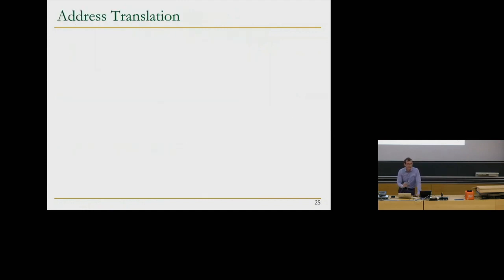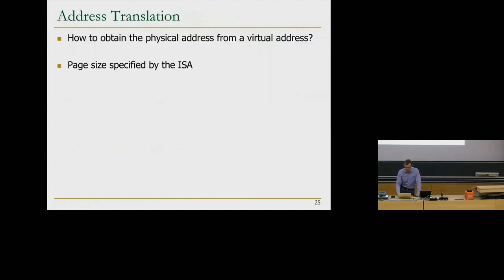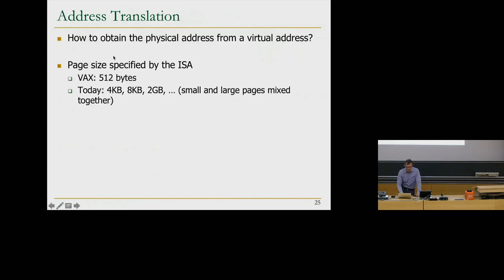Okay, address translation we talked a lot about. I'm going to go through it quickly. Basically, how do you obtain the physical address from a virtual address and page size specified by the ISA? In the past, the page sizes were small. VAX, for example, that's Digital Equipment's old architecture, had 512 byte page sizes, which were small. Today, we're growing bigger. 4 kilobytes is common, 8 kilobytes is also common. These are small pages by today's standards.